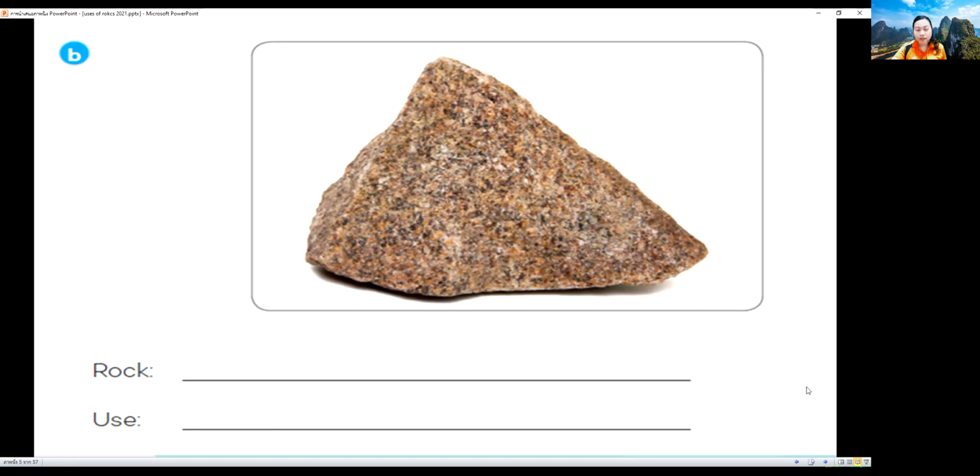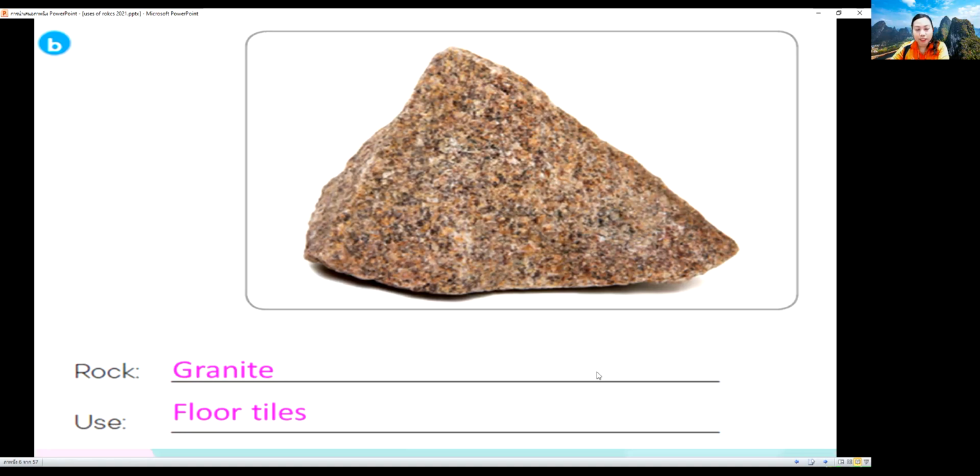Finish? Are you done? Done writing the name? Okay, let's check if you got it correctly, okay? So this rock is granite, okay? And it is used to make floor tiles. Remember, we can make floor tiles from granite. Granite is a material that we can use for floor tiles.